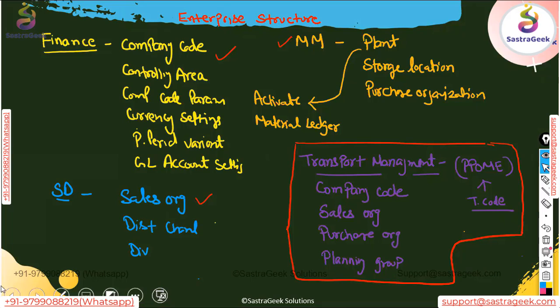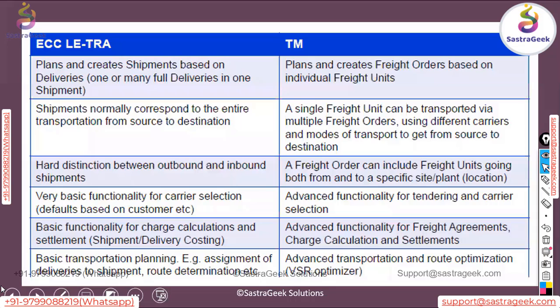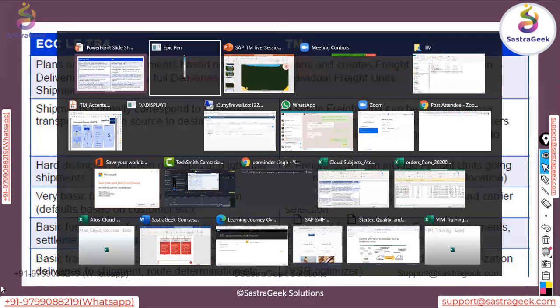Let me jump into the system. So PPO-ME is a T code, okay? PPOME is a T code, right? Yes, it is a transaction code.